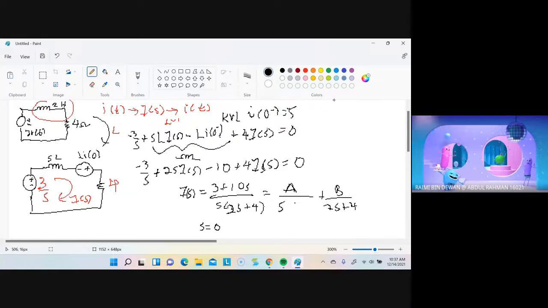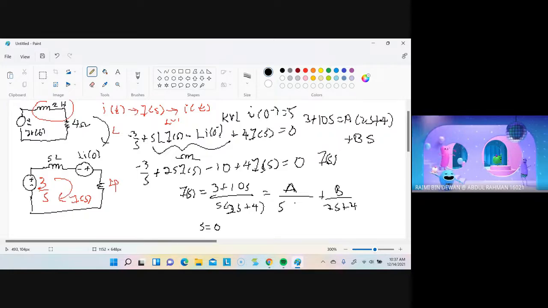So this one is mathematics. I don't want to really touch mathematics. 3 plus 10s. Okay, then you will have a, 2s plus 4. Okay, and then you will have plus bs. Okay, you will get the value of I in terms of Laplace transform.